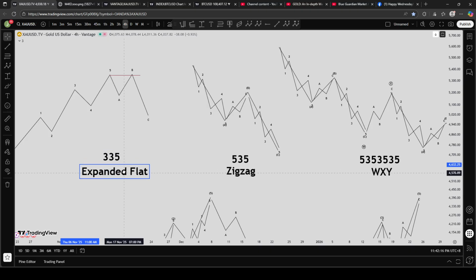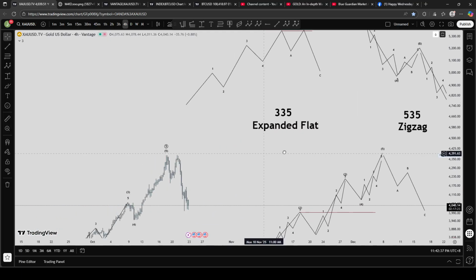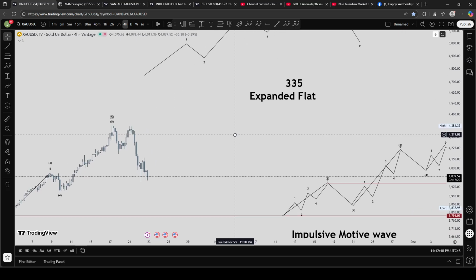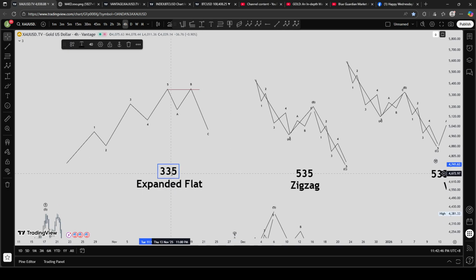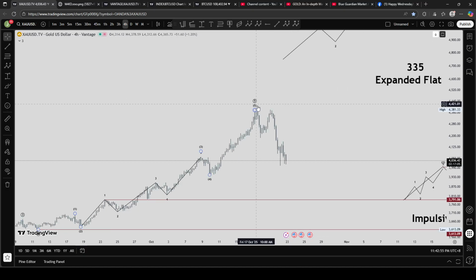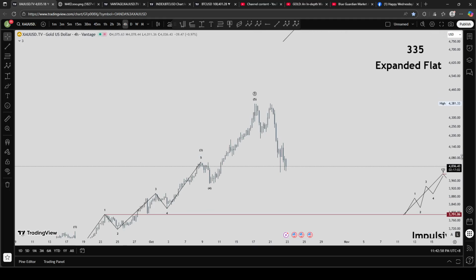The reason why I've mentioned this expanded flat is simply because this is the current corrective structure of gold, the expanded flat. Now let me illustrate this 3-3-5 expanded flat correction in the actual chart. As I have mentioned, for it to be considered an expanded flat, the counting will be 3-3-5 and it should sweep the high of the fifth wave. Let's see if this is our fifth wave. Will this sweep the high of our fifth wave? Let's check.